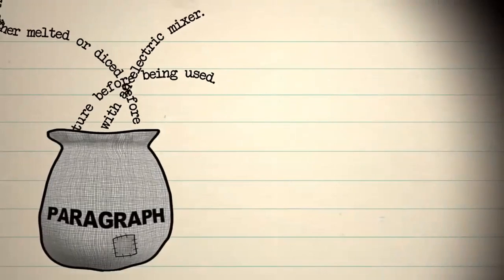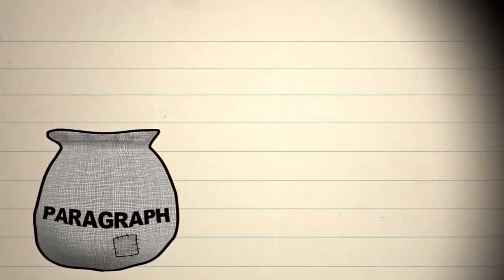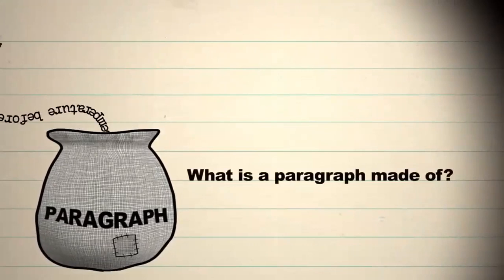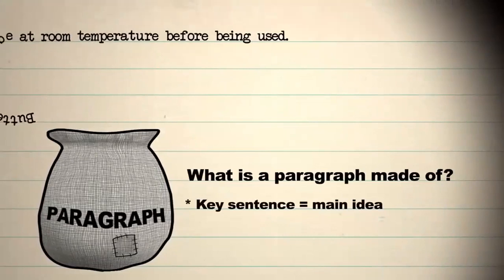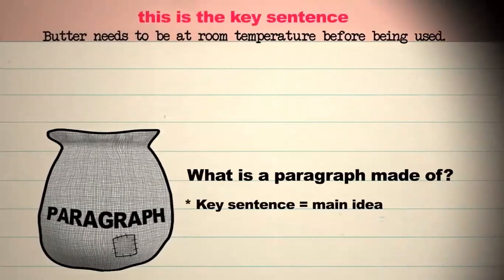Each paragraph has a main point. What is a paragraph made of? Key sentence equals main idea. A paragraph has a key sentence. This is often the first sentence and tells you the main point of the paragraph. It introduces what the paragraph will be about.